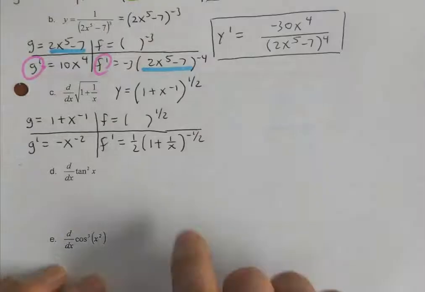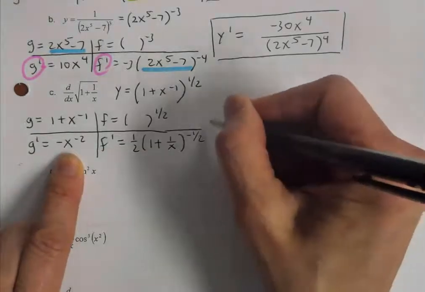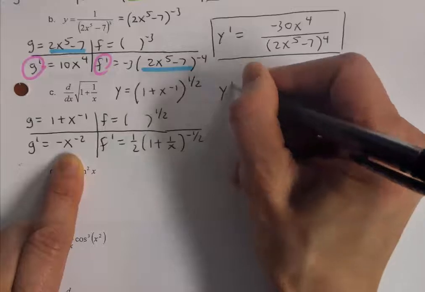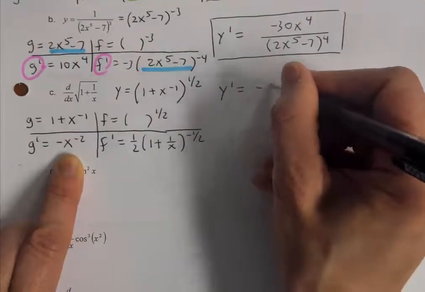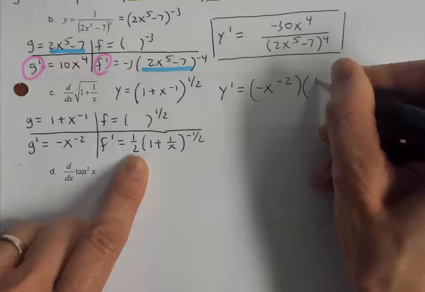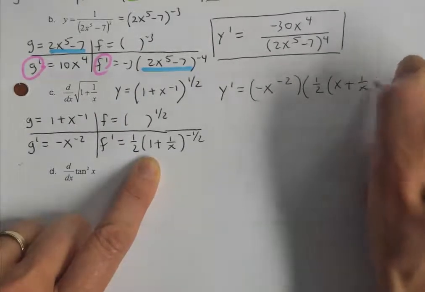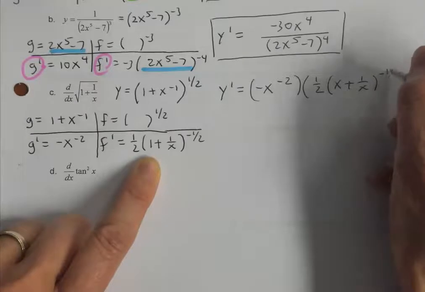Okay, so now I just multiply these two. For this one, I'll just say what it is, just write it exactly how it is and then simplify. So I have a negative x to the negative 2 and then I'm multiplying that by a 1/2 times the quantity 1 plus 1 over x raised to the negative 1/2 power.